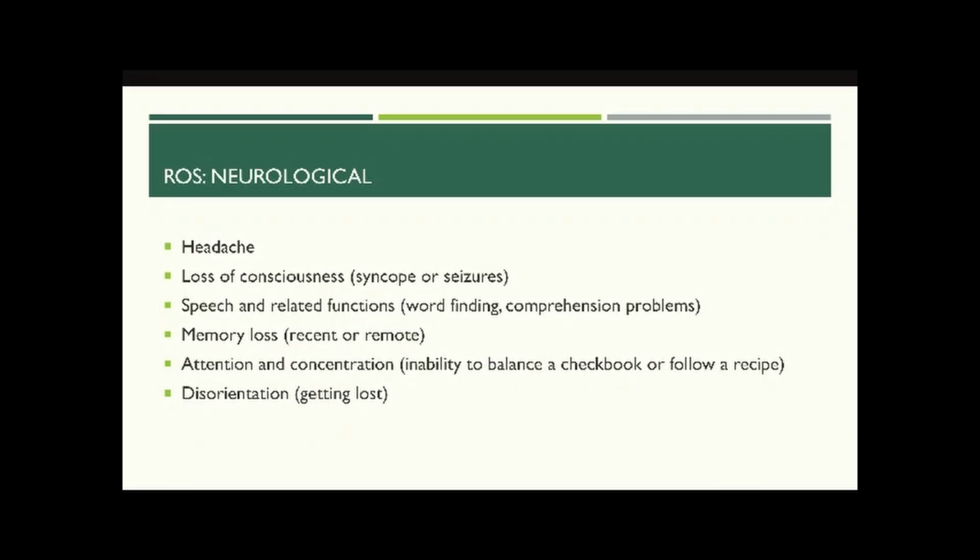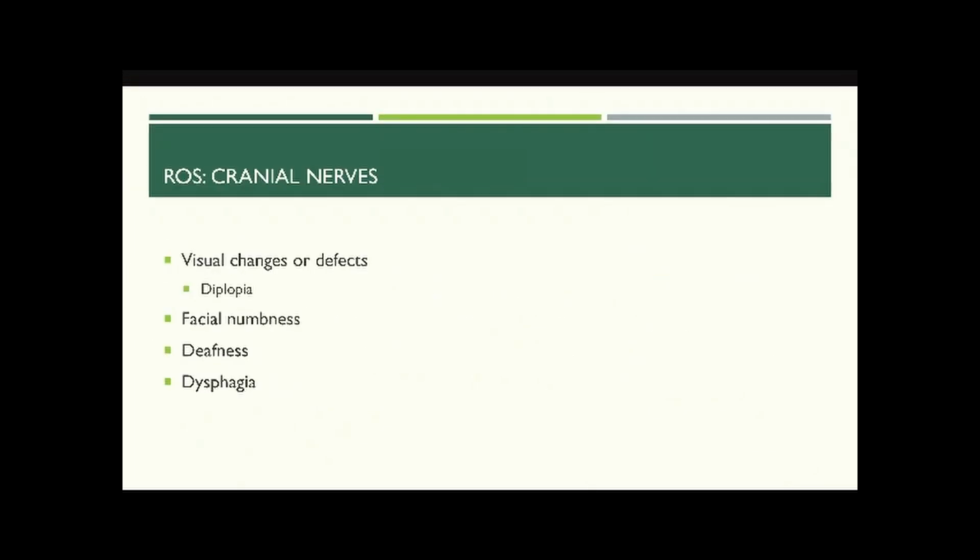Neurological review of systems: any headaches? Have they witnessed any loss of consciousness? Any speech problems? They can't find the words or they can't get the words out when they're talking to your patient. Memory loss, obviously we'll go through the mini mental status exam in a second. How's their concentration? And disorientation, you hear stories about these people with Alzheimer's who walk on the street and they don't know where they are anymore, and they get lost.